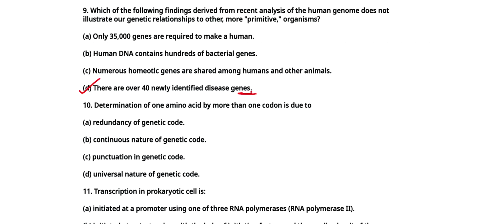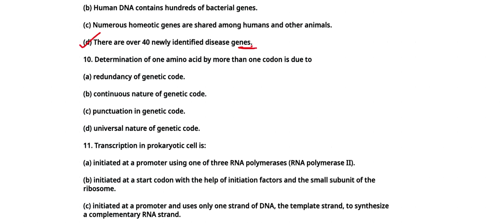10th question is determination of one amino acid by more than one codon is due to redundancy of genetic code, continuous nature of genetic code, punctuation in genetic code, universal nature of genetic code. Answer will be A, redundancy of genetic code.